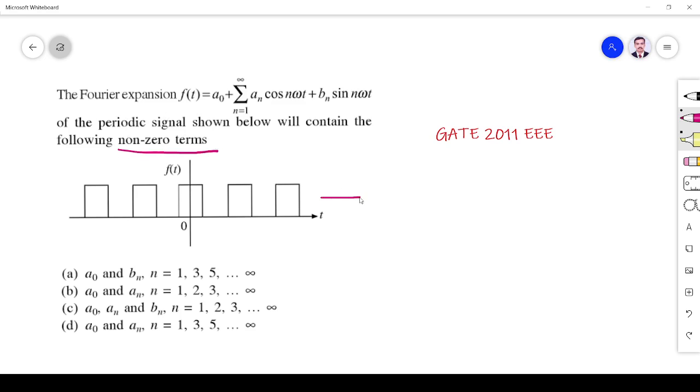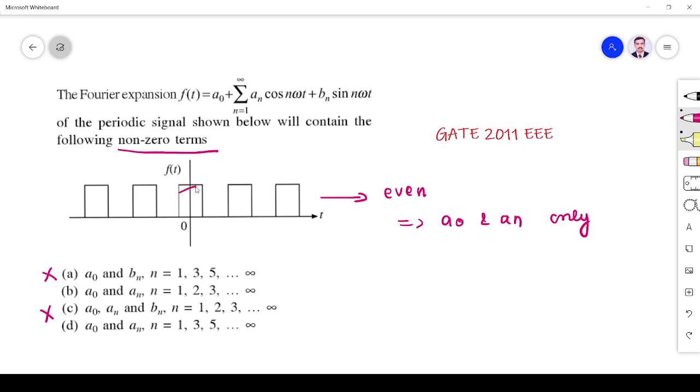So you see this is an even signal. If the signal is even, the Fourier series contains a0 and an. So bn should not be there. So a is wrong, c is wrong. Right? If it is odd only, then it will have bn.